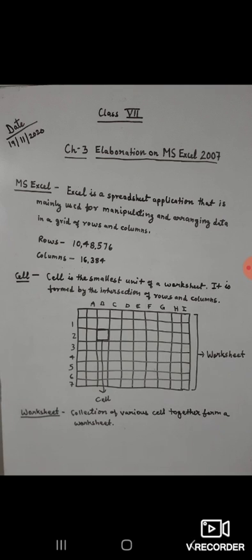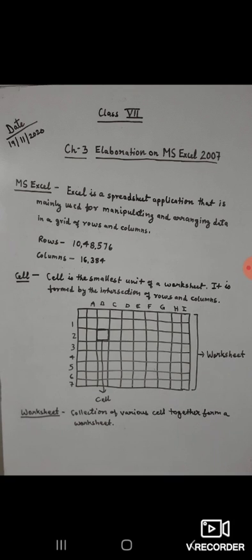and columns. Spreadsheet means it is spread in the form of a sheet, and the smallest unit of the sheet is called a cell. A cell is the smallest unit of a sheet or worksheet. It is formed by the intersection of rows and columns.